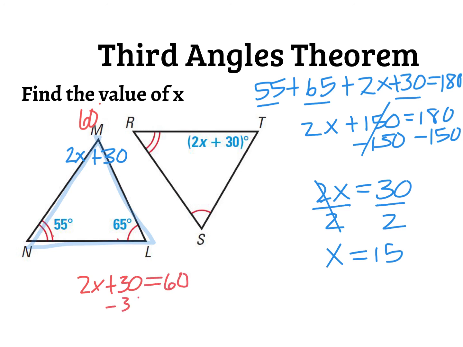I subtract 30 on both sides. 2x equals 30. Divide both by 2. X equals 15. As you can see, it's less work than the other problem. It's a lot shorter. You just have to do some mental math. These two add up to 120, subtract from 180, so this last leftover angle is 60 degrees. And then you set up a smaller equation than this one. Either way, they both work as a solution.